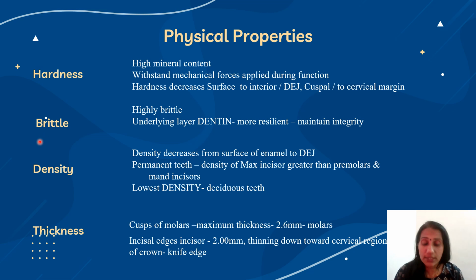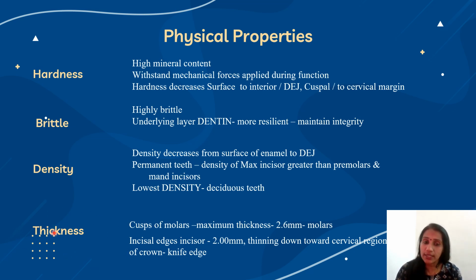And when you consider the brittle nature of enamel, it is highly brittle. And it is the underlying dentin, which is more viscoelastic, which is able to support the enamel. Otherwise, enamel will fracture when excess force is applied. Density, again, decreases from the surface of the enamel to the dentino-enamel junction, and permanent teeth are actually considered to be more dense than the deciduous dentition.